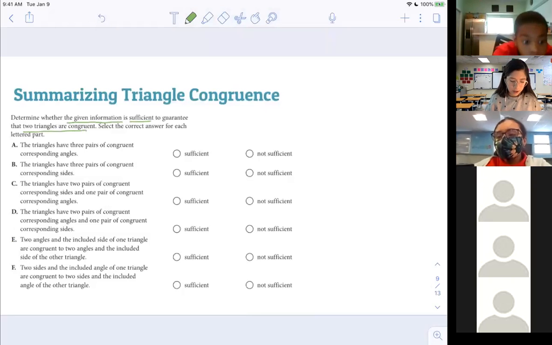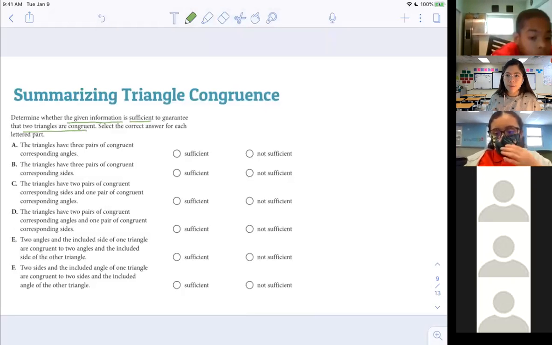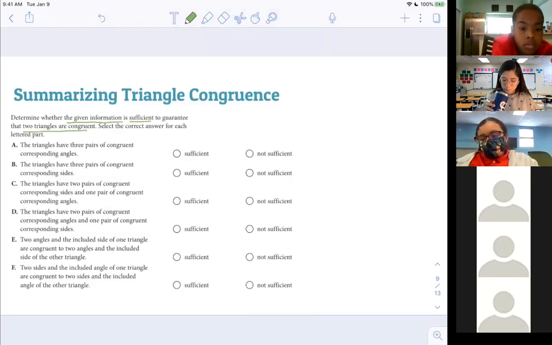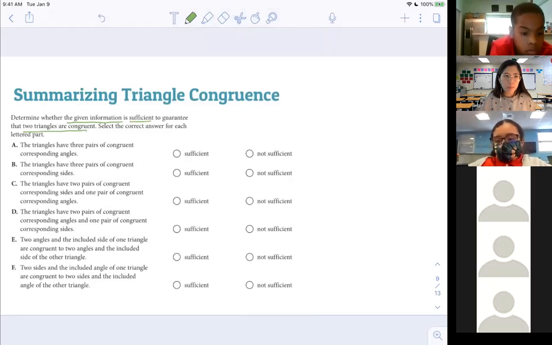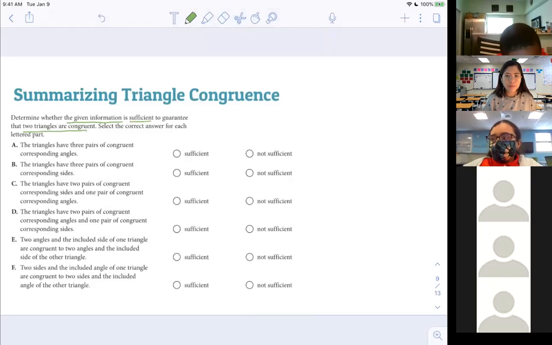Let's start with A. Can I have Alejandro read A? The triangles have 3 pairs of congruent corresponding angles. Is this enough information? Sufficient or not sufficient? Not sufficient. Jalen, why do you say no?